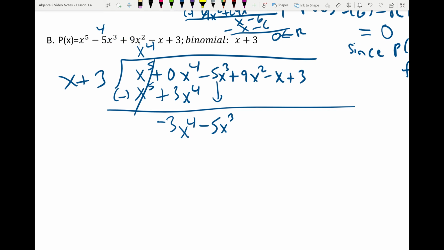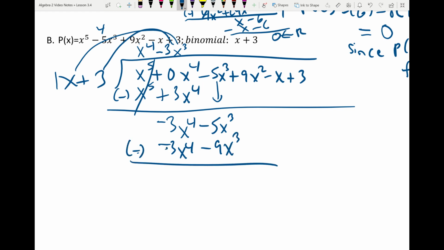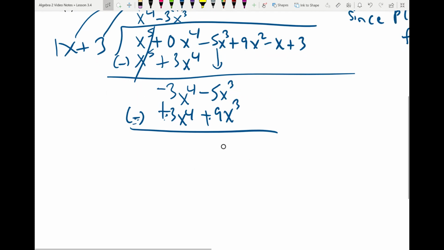So now we have 1x, so 1 goes into negative 3 times, and then we are missing 3 x's to make x to the 4th. So we get minus 3x to the 4th, minus 3x cubed times plus 3 is minus 9x cubed. Subtract. 2 negatives here make a positive, 2 negatives here make it positive. So negative 3x to the 4th plus 3x to the 4th cancels. Negative 9 plus 5, or negative 5 plus 9, is positive 4x cubed. Bring down the 9x squared.